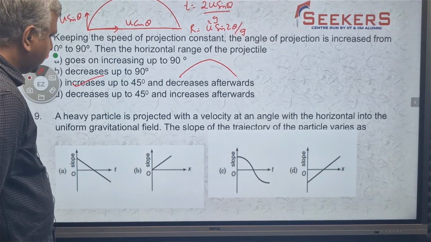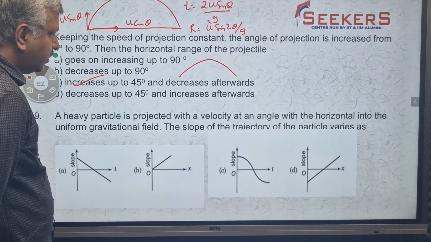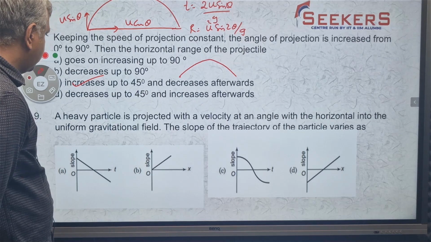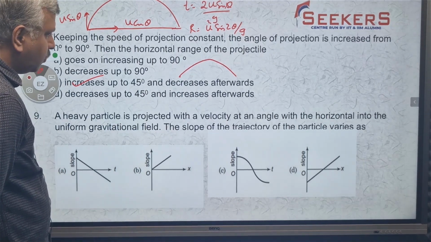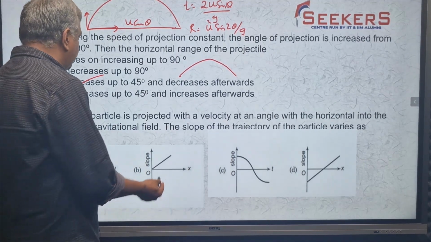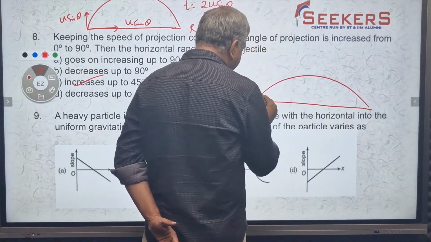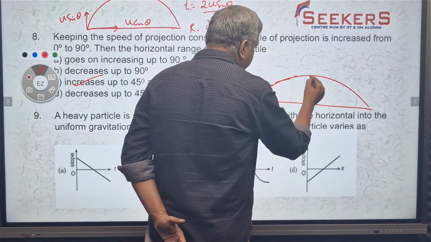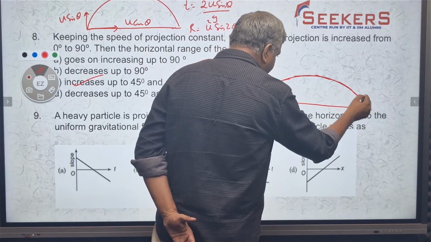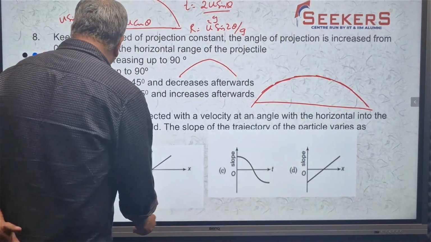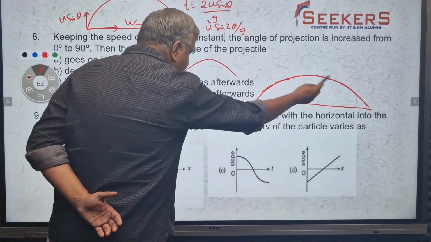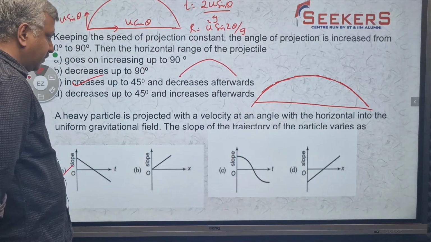A heavy particle is projected up with a velocity at an angle with the horizontal into a uniform gravitational field. The slope of the trajectory of the particle. So now they have projected a particle. So the particle goes this way. As far as the slope is concerned, tan θ is the slope. So you see the slope first increases and then the slope becomes negative. So the slope decreases and then becomes negative. So option A will be the right one.